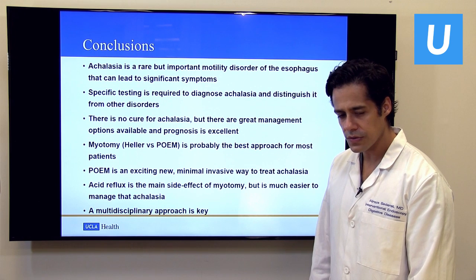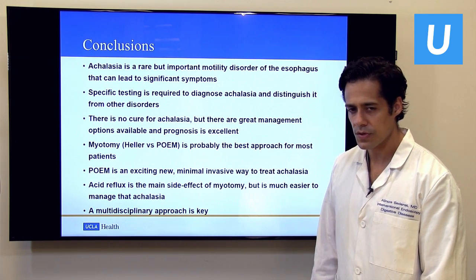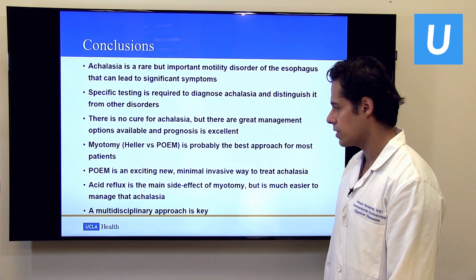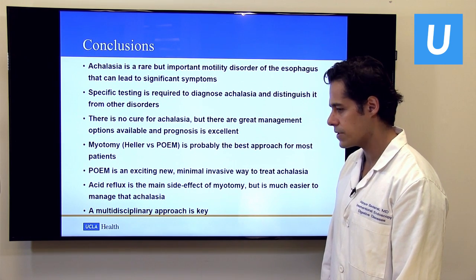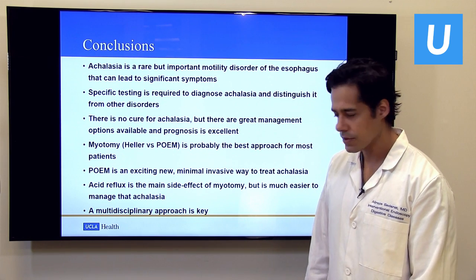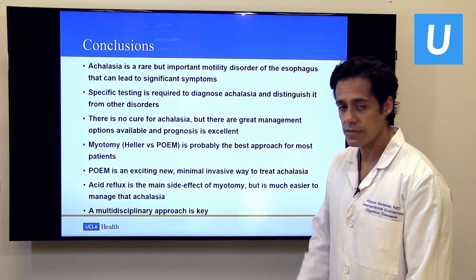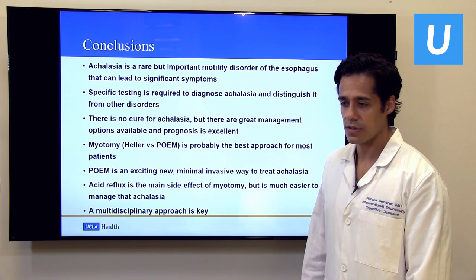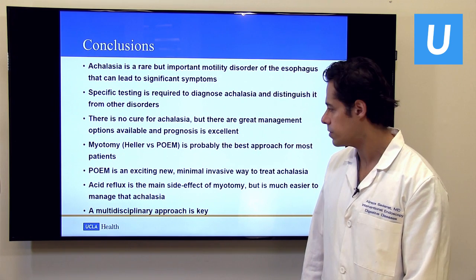For most patients, a myotomy is probably the best option, whether that's a Heller myotomy by a surgeon or a POEM by a gastroenterologist. It is often a personal choice, but there are some instances where a POEM may be superior, and there are definitely some instances where a Heller may be superior. POEM is exciting, it's new, it's less invasive, and it's something that we're very excited to offer at UCLA. We've been doing this for the last year, and we've had some really good outcomes and very happy people.